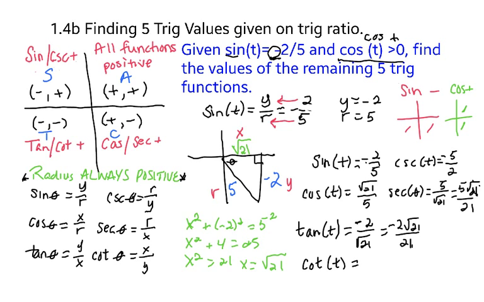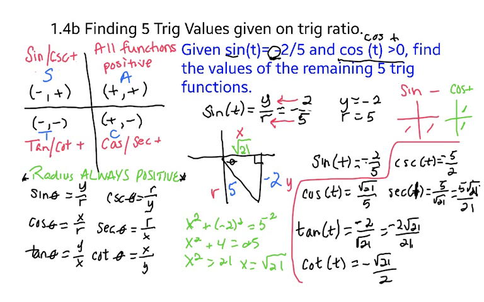is, I'm going to go ahead and take the reciprocal of this step here. And I get negative square root of 21/2. I noticed that I used a theta here instead of the t, so let me fix that, so I don't confuse you there. So those are the remaining 5 trig function values given the 1.